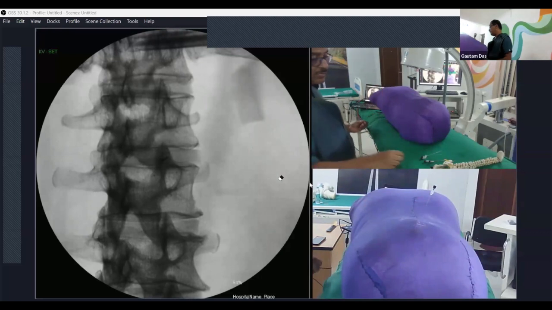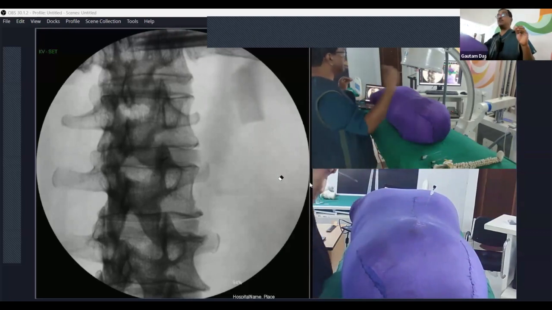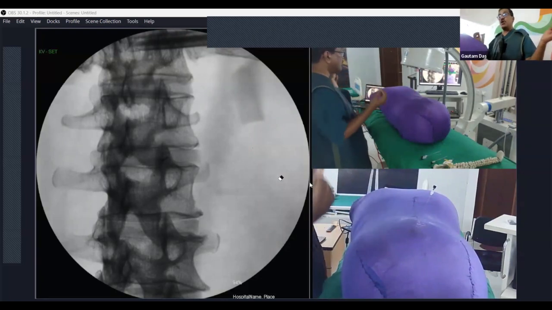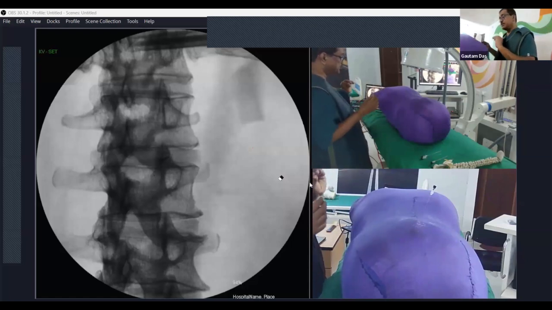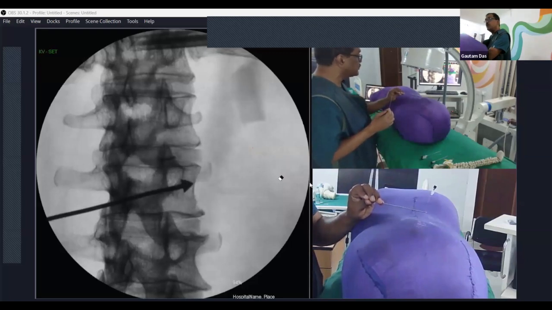So this is one needle. I'll have to check it by the lateral view, but first I'm putting in all the needles and then I'll go to the lateral view. When you are doing the procedures, don't do all the procedures together. Normally, it's not required to do all the procedures together, but for the sake of saving time, I'm doing it like that.